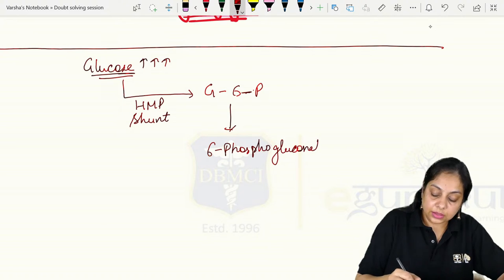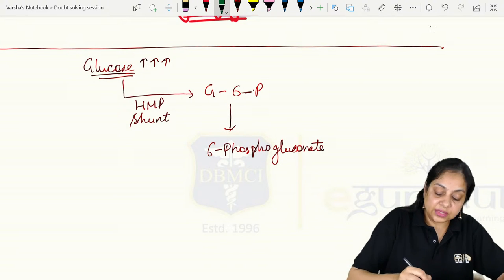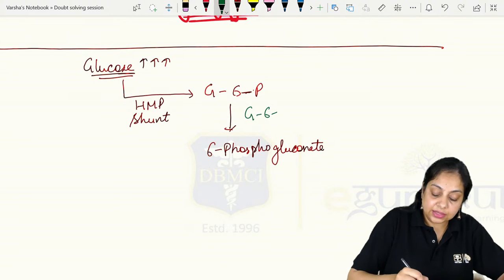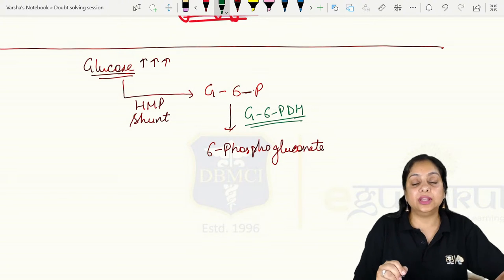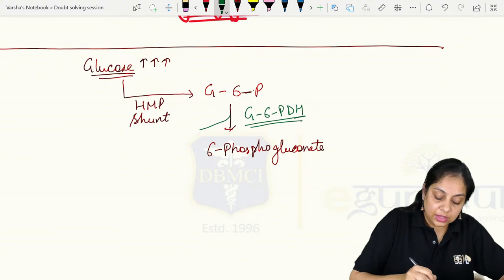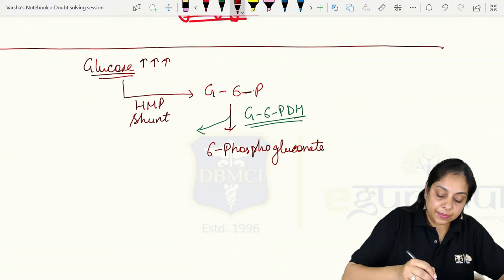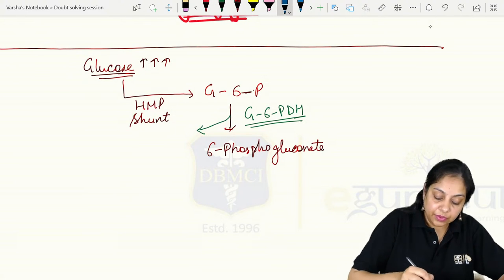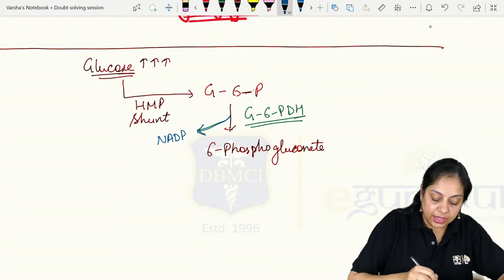6-phosphogluconate. And the enzyme involved is 6-PDH. Who can tell me the full form of G6PDH? Glucose 6-phosphate dehydrogenase enzyme. And what are you going to release here? What do we get here? We get 1 NADPH.